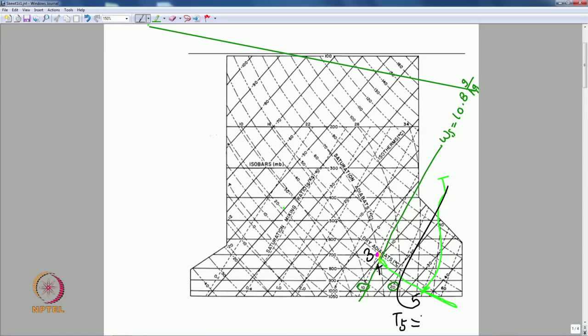So T5 equal to 38. What did he ask? Okay, when it cuts, what is T4? What is T3? Eight, very good. T4? I got 12. 10, huh? Okay.